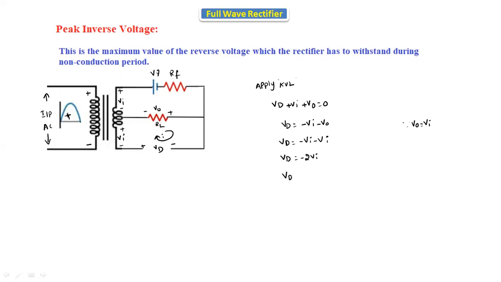We know the instantaneous value formula: VI is equal to Vm sin omega t. Here the negative value indicates the inverse voltage, and the 2Vm indicates the peak value. So from this we can say that the peak inverse voltage of the center tapped full wave rectifier is 2Vm.